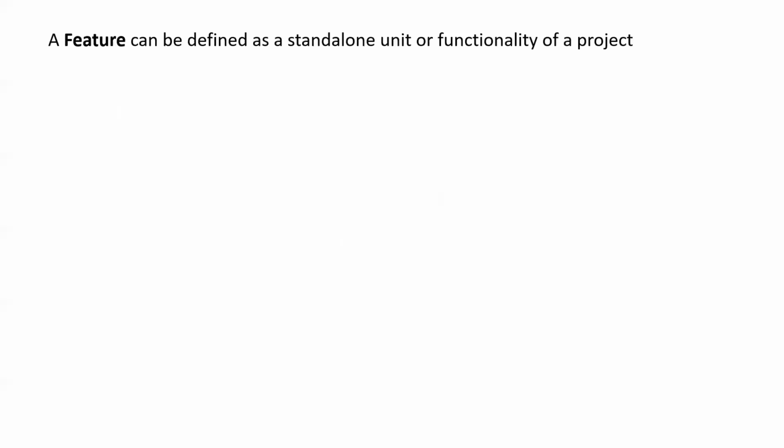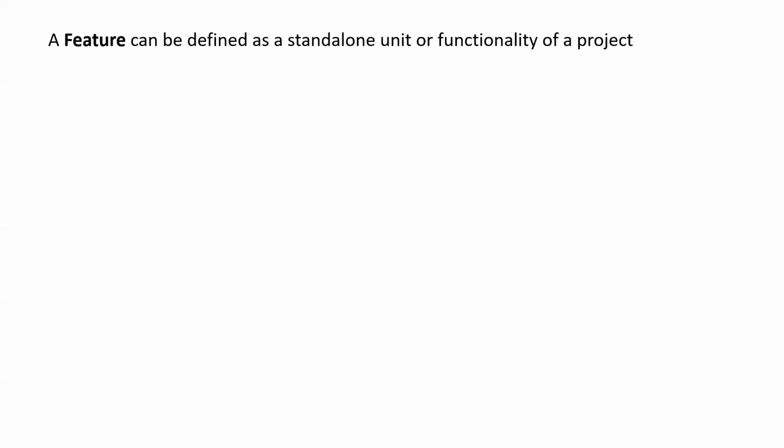Now, what is a feature? Basically, a feature can be defined as a standard unit of functionality of a project. Feature is a keyword of the Gherkin language. Using that keyword, we can define a feature file. We can define the feature of the application's functionality, and we can create the feature file by using the dot feature extension. One feature file contains multiple scenarios.